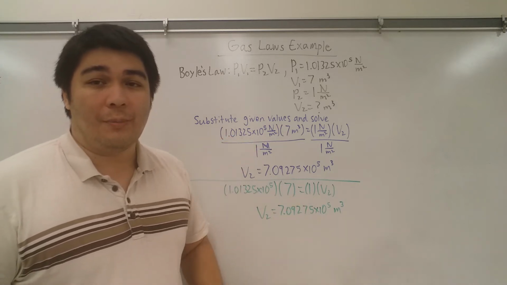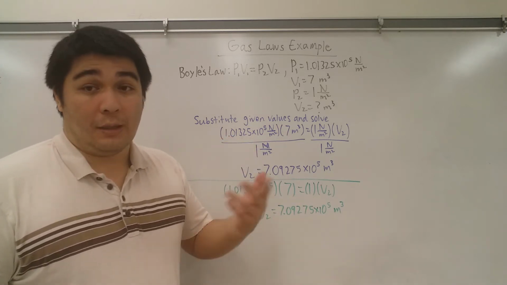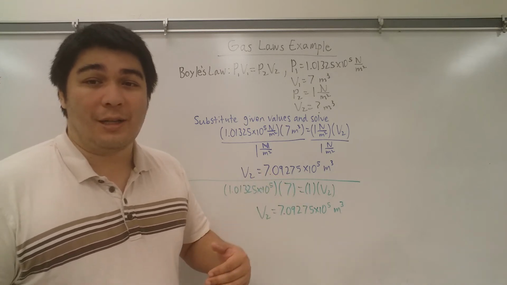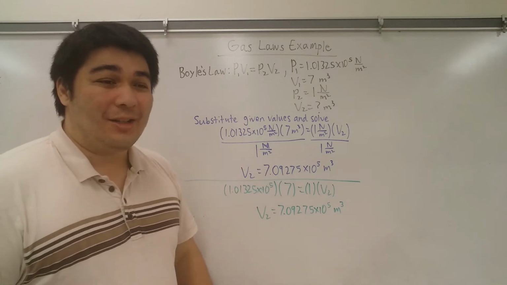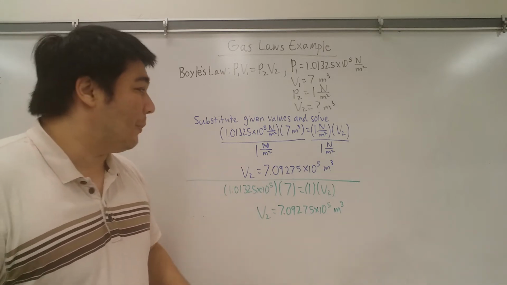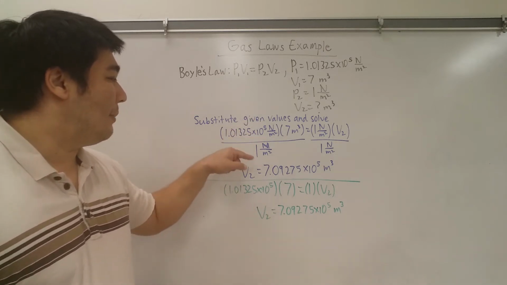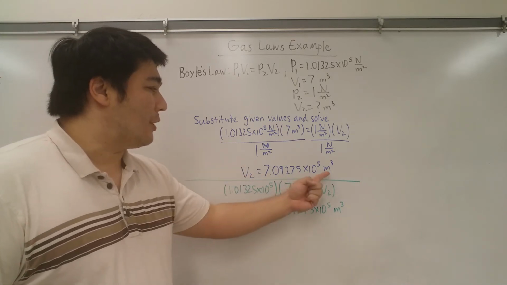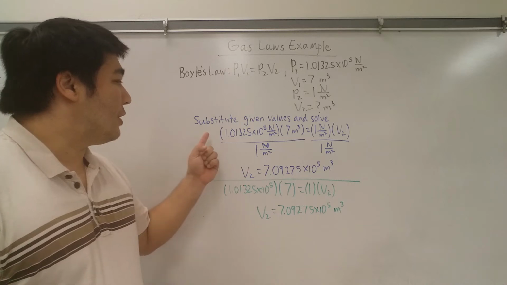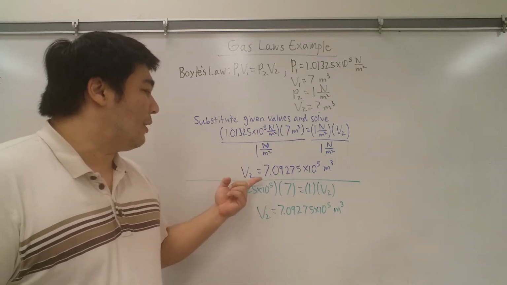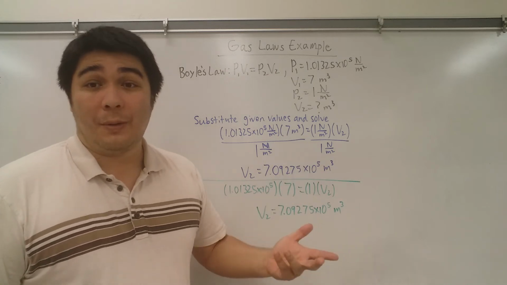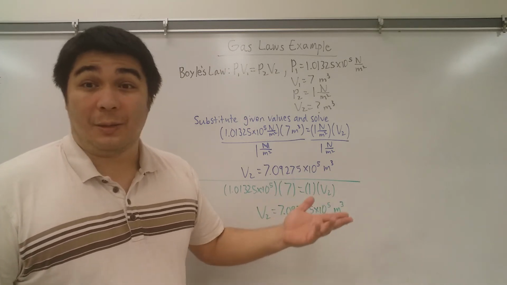As we remember from the last video, newtons per meter squared divided by newtons per meter squared is 1, just like 2 divided by 2 and 3 divided by 3 are both 1. So what I'm left with is my unit of volume, which is meters cubed. And so I just do my multiplication. So V2 is going to be 7.09275 times 10 to the 5th cubic meters. Great, we got the problem solved.